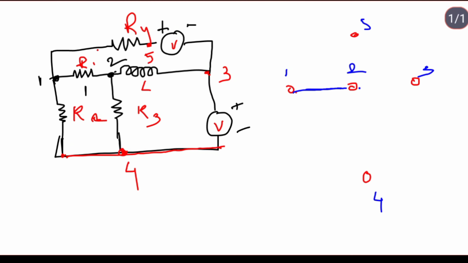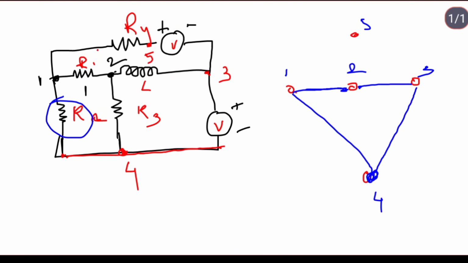Between 1 and 2 we connect a line. Between 2 and 3, the inductor also we have to connect with a line like this. Between 1 and 4, R2 is there, that is also represented with a line. This is node 4. Between 3 and 4 a voltage source is there. The voltage source will be short circuited while drawing a graph, whereas a current source is open circuited while drawing a graph. That we have to remember.